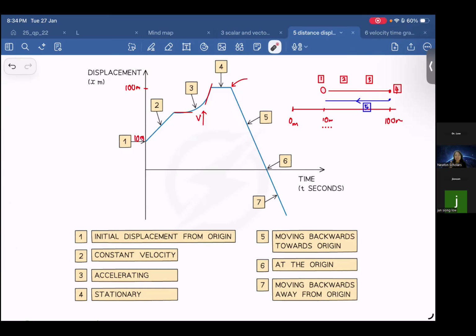value, so we understand this is negative velocity, meaning the opposite direction. So it moves backwards. Here, opposite direction. It starts moving in the opposite direction, moving backwards, until section number 6 here, where it goes back to the original position.